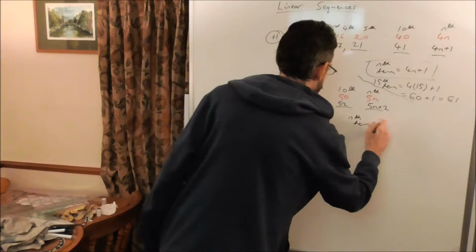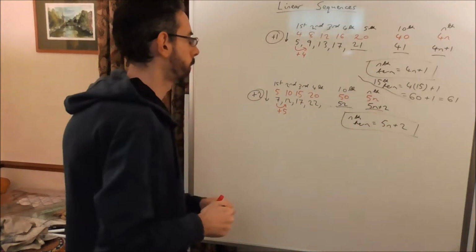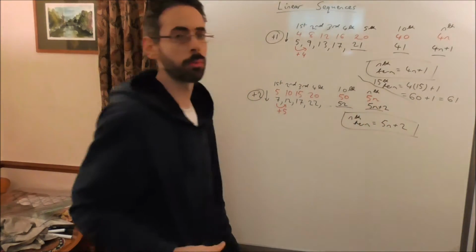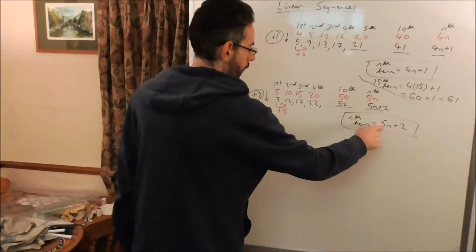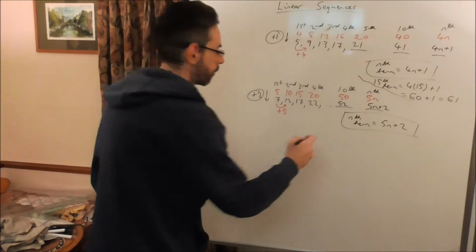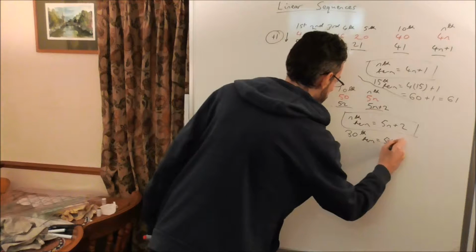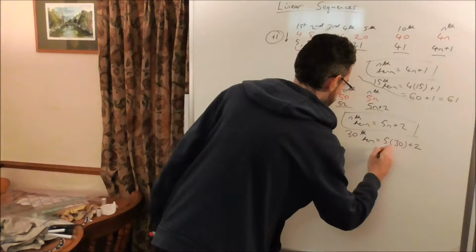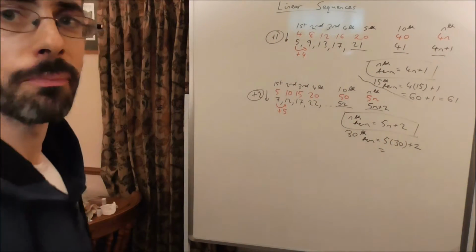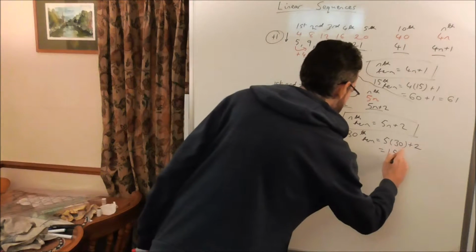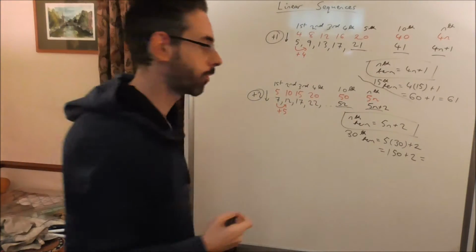Nth term, 5n plus 2. The reason it's 5n plus 2 is because our sequence is 2 higher than the 5 times table. And all that's saying is to find a term in our sequence, you just do 5 times its position plus 2. So for example, to find the 30th term, you just do 5 times 30 plus 2. You just put 30 into the formula. 5 times 30 gives you the 30th term of the 5 times table, which is 150. You have to add 2 to get the 30th term of our sequence, which is 152.